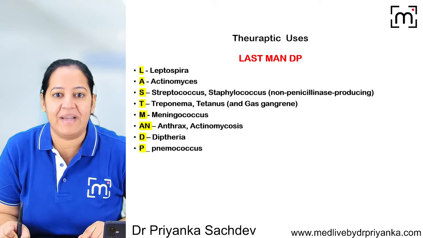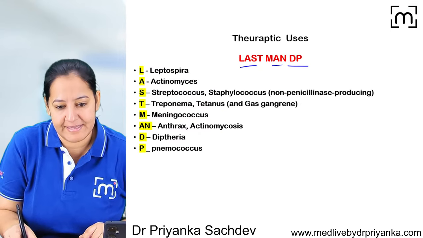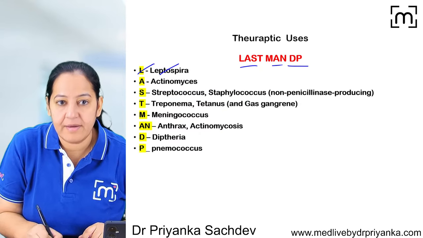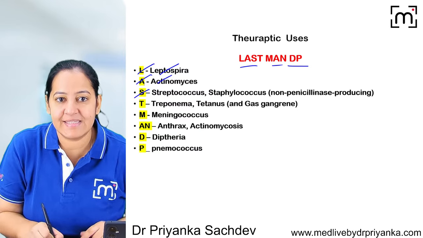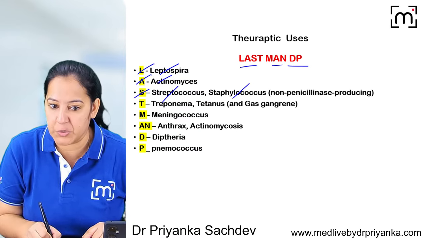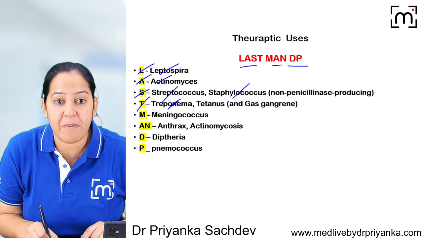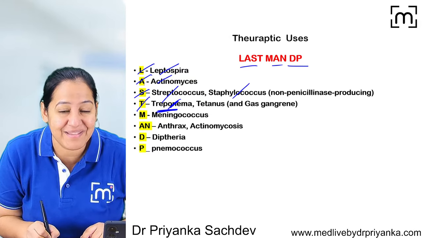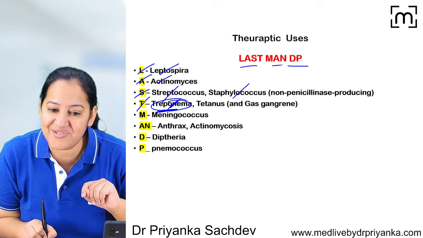Therapeutic, the mnemonic is LAST MAN DP. Last man DP. It's a mnemonic. L stands for leptospira. A stands for actinomycetes. S stands for two things: streptococcus, staphylococcus. T again stands for two things: Treponema, that is syphilis. I told you, we give it in syphilis. And here we have Jarisch-Herxheimer reaction also, I told you.